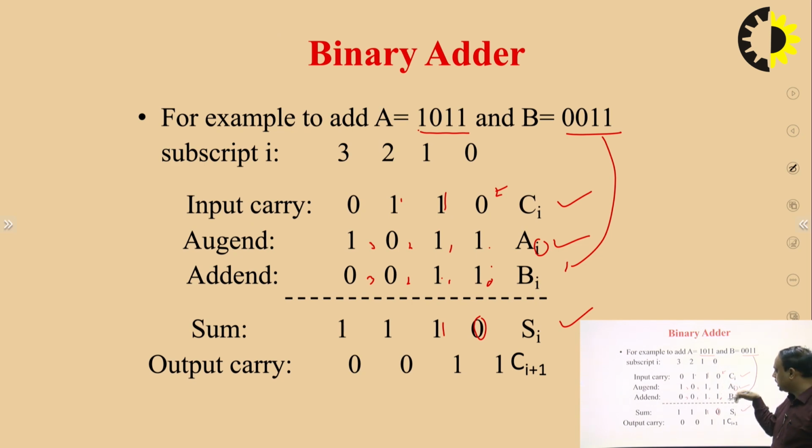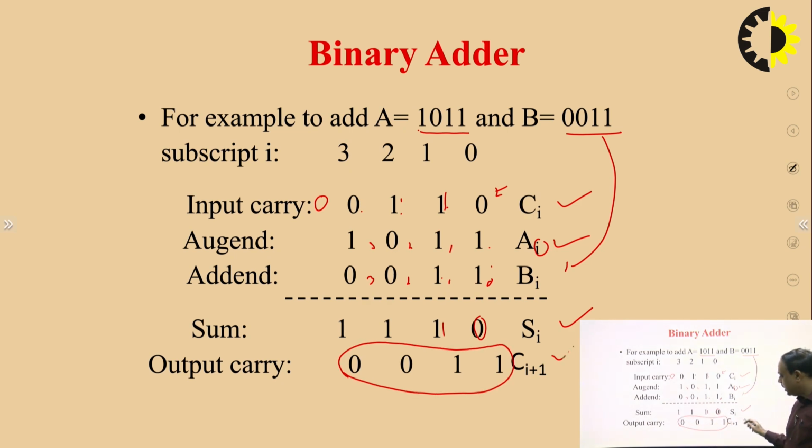If we take this carry as C(i+1), it is shifted over this side by one place. Then we have 1 1 1, and the next output carry is 0, because 1 is equal to 1, there is no carry, so it is 0. So the sum is 1 1 1 and 0.